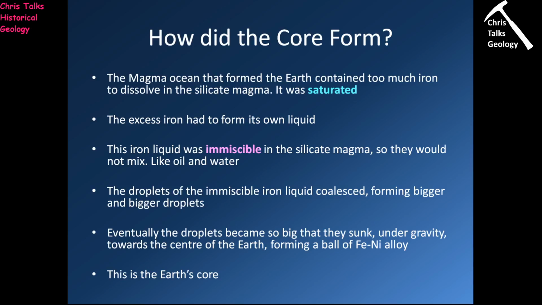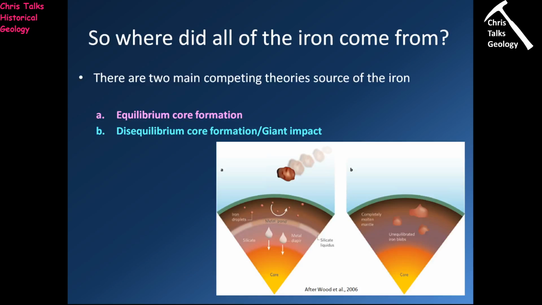Now, over time, these blobs of iron liquid will coalesce with each other until they reach a sufficient size and weight, at which point they will begin to fall towards the center of the Earth under gravity. And this will keep happening, and eventually you will end up forming the start of the Earth's core. Okay, so the next question is, well, the Earth's core is pretty big. So where did all the iron to form it come from?